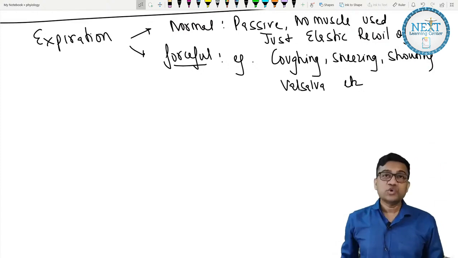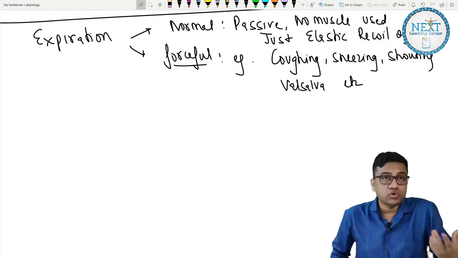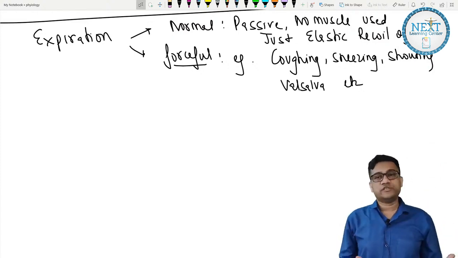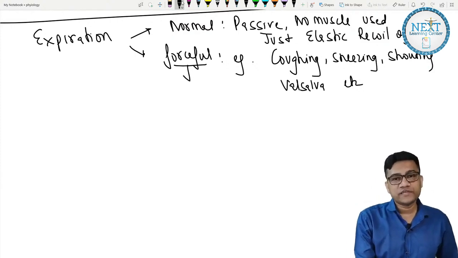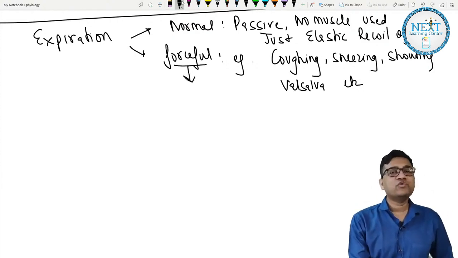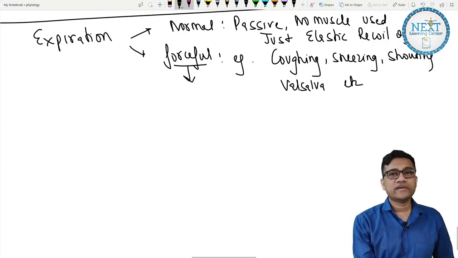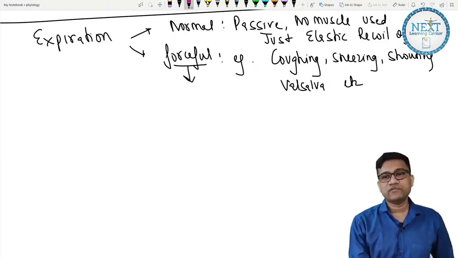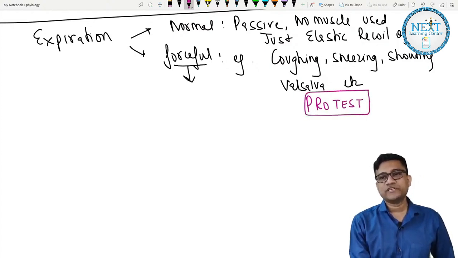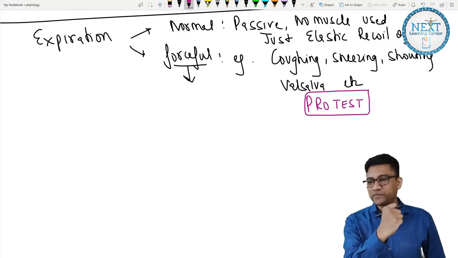So we are shouting to take our rights. When you shout, you are using forceful expiration. We'll need forceful expiration when we have to go for a protest. I can write it: protest. So in a protest, what do we use? Forceful expiration.